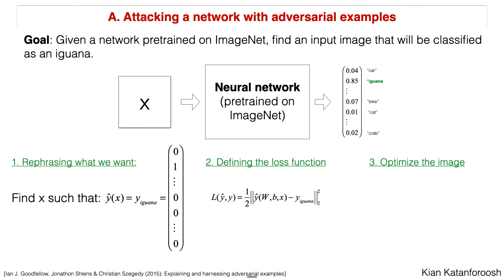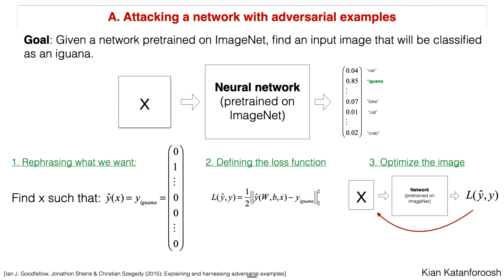So there is one difference here with what we've seen in the past, which is that we are not touching the parameters of the network. We're starting from an image X. We're sending that image in the network. We're computing the defined loss function. And then we're computing the gradients of L with respect to the input pixels.